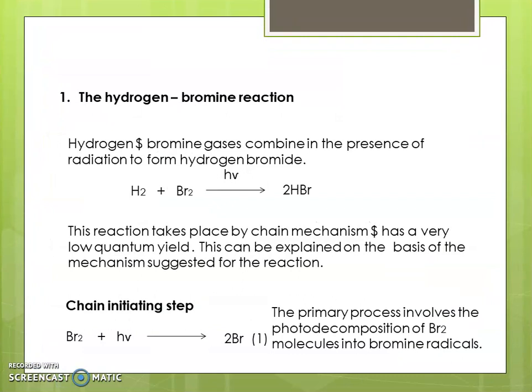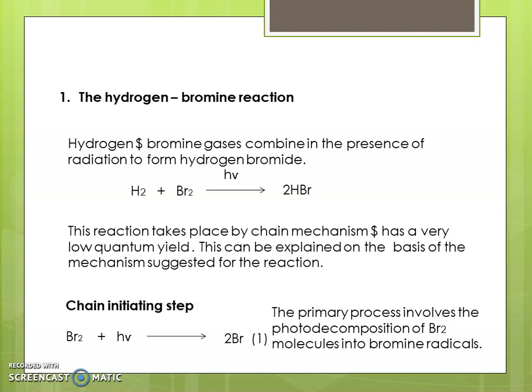Next, we are discussing the hydrogen-bromine reaction. This is an example for a photochemical reaction having lower quantum yield. Hydrogen and bromine gases combine in presence of radiation to form hydrogen bromide. This reaction takes place by chain mechanism. Even though it follows chain mechanism, it has a very low quantum yield, that is phi is equal to 0.01.